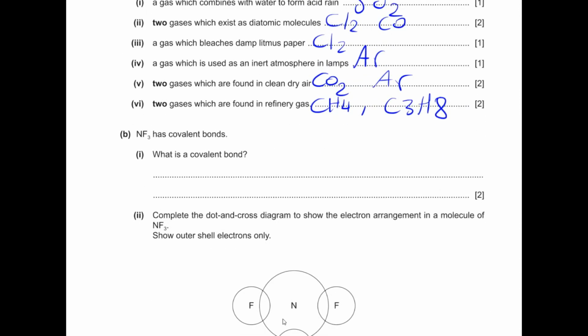Question B. NF3 has a covalent bond. What is a covalent bond? So covalent bonds are sharing of pairs of electrons. That's the answer that the mark scheme is looking for.